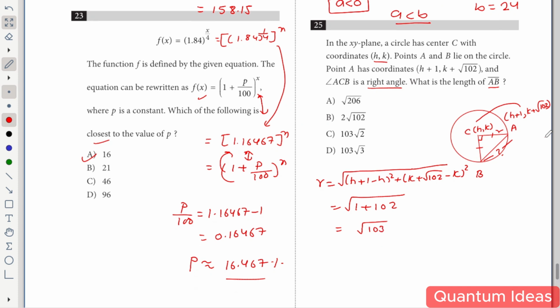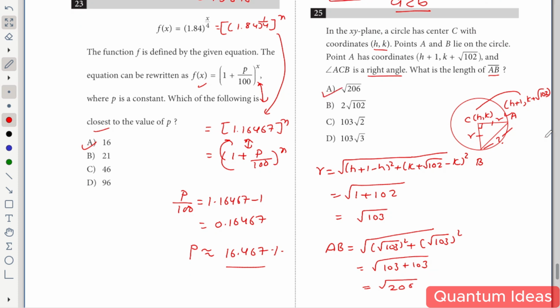So this is root under 103, this one and this one are also equal. So now you can use the Pythagoras theorem to find AB. AB will be root under h square equals p square plus b square, that is r square plus r square, that is root under 103 square plus root under 103 square. So this is basically root under 103 plus 103, that is basically root under 206, right? That will be our answer. So the answer is A. So A is the correct answer.